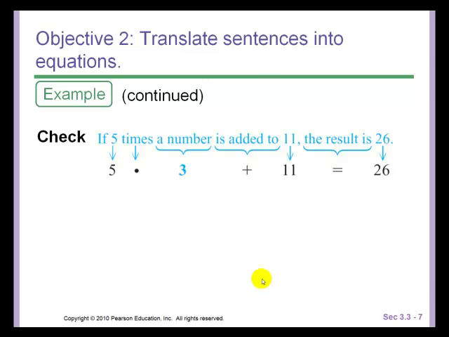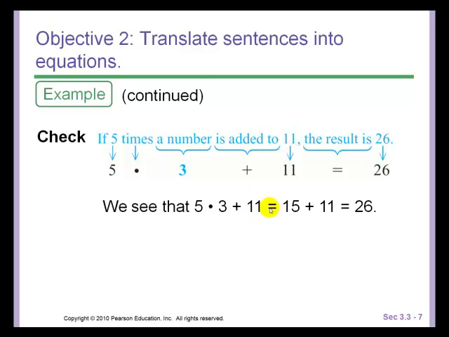You can check your answer. If 5 times a number is added to 11, the result is 26. We said the number was 3, so we need to show that 5 times 3 plus 11 is 26. 5 times 3 is 15, 15 plus 11 is 26.